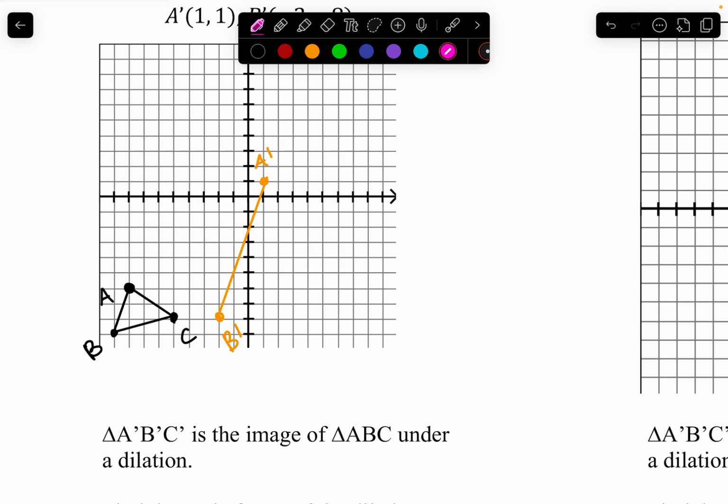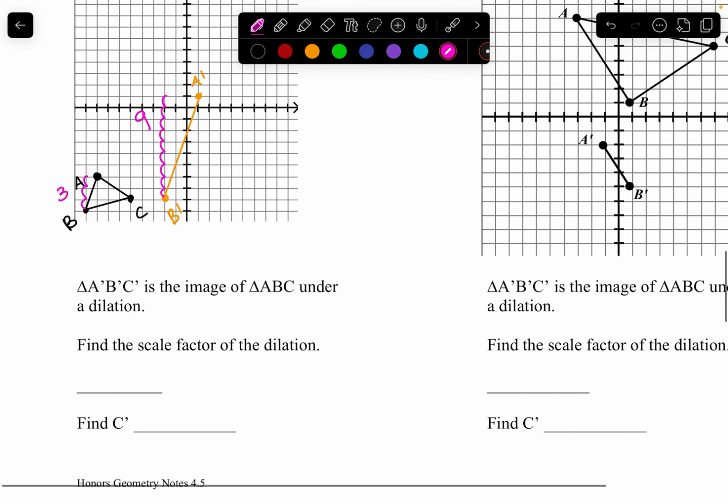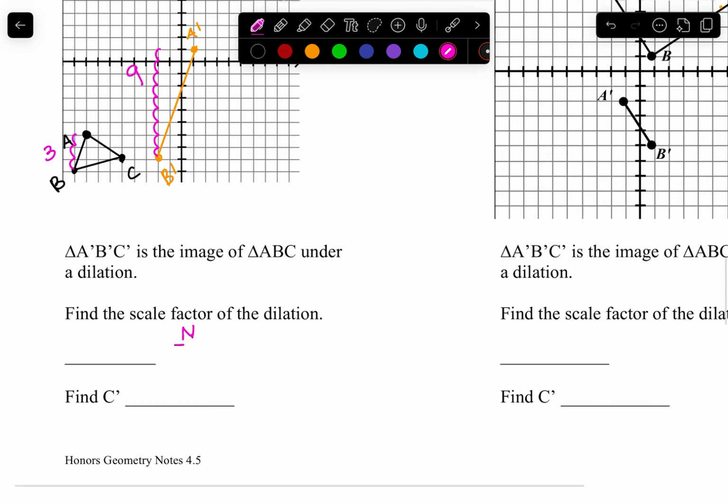So I'm going to find the distance from A to B vertically, and then again, the distance from A prime to B prime vertically. So here we go. 1, 2, 3. So I've got a vertical distance of 3. I've got 1, 2, 3, 4, 5, 6, 7, 8, 9. 9. Okay, so to find your scale factor, you're going to do new over original, which for us is going to be 9 over 3, which means that I have a scale factor of 3. That is important.